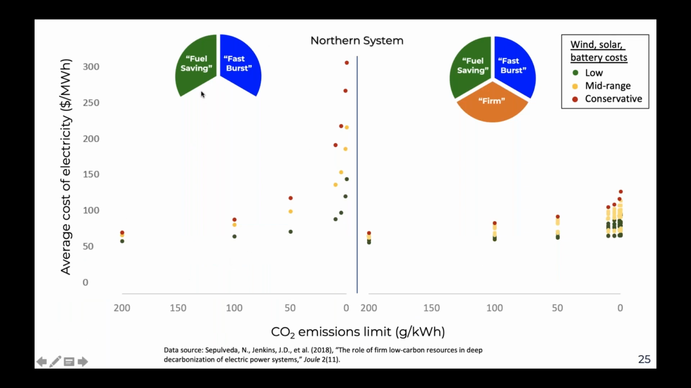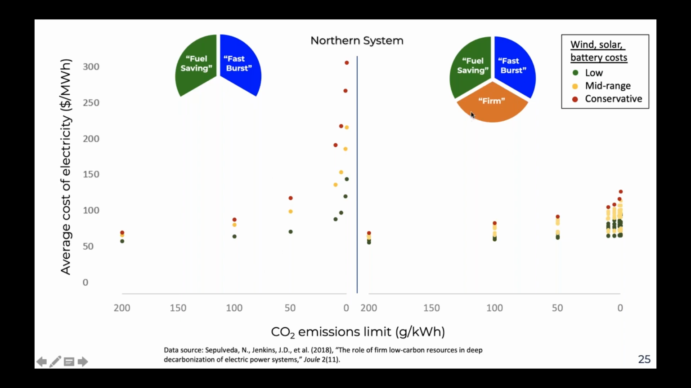On the first panel, we have our case where we only have wind and solar as fuel-saving options and storage and demand flexibility as fast burst options. And we have to rely on natural gas for the firm role because we didn't provide any firm low carbon options to the model.